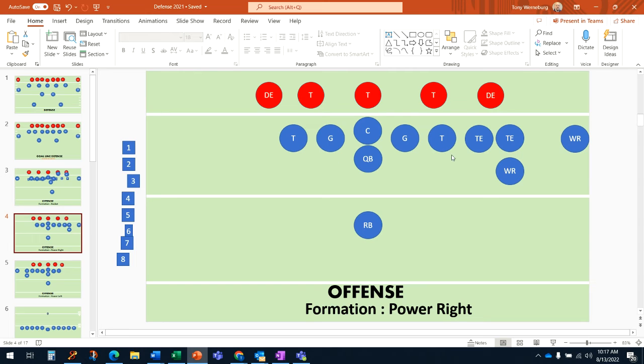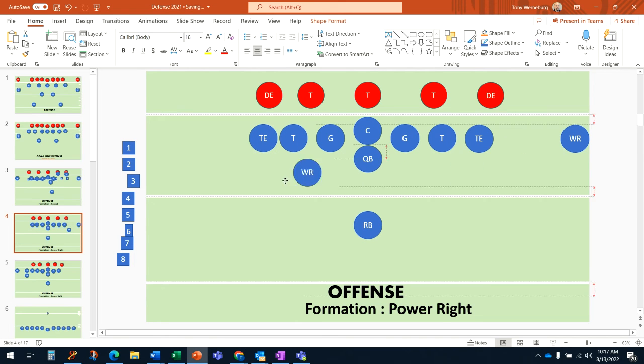They're going to line up exactly how they always do. The tight end on the right-hand side in power right is going to line up how he always does. However, the left tight end is going to shift from the left side of the ball, and the left wide receiver is going to shift from the left side of the ball.